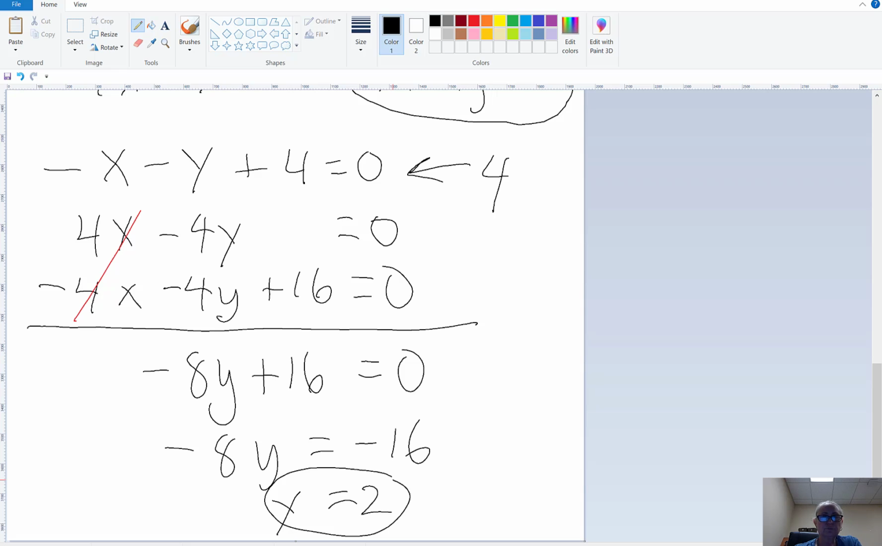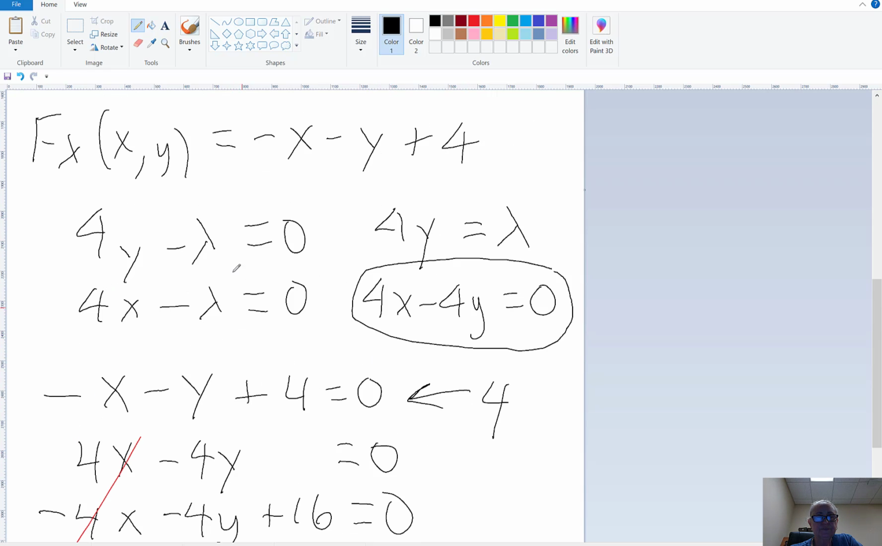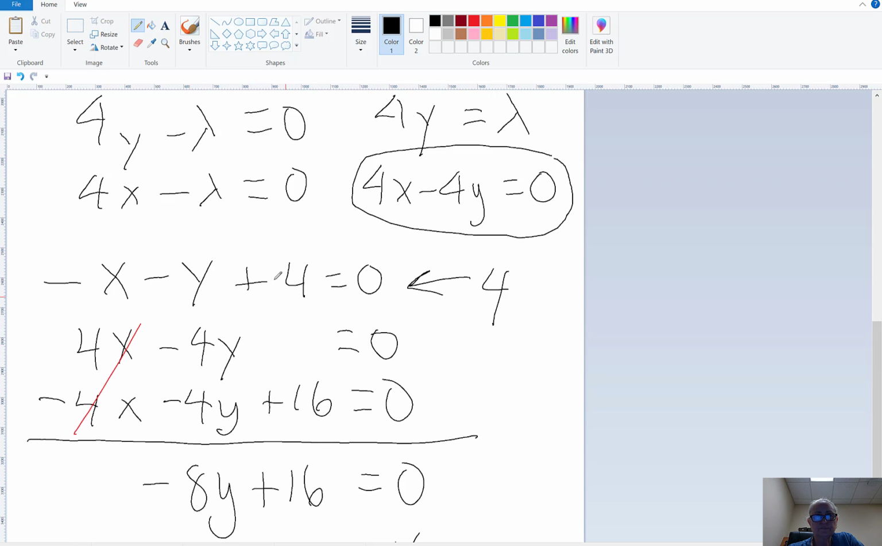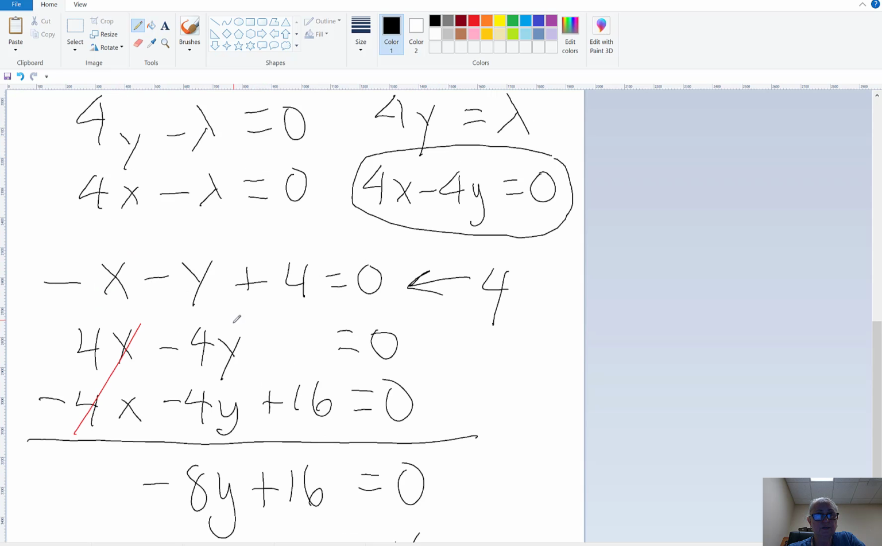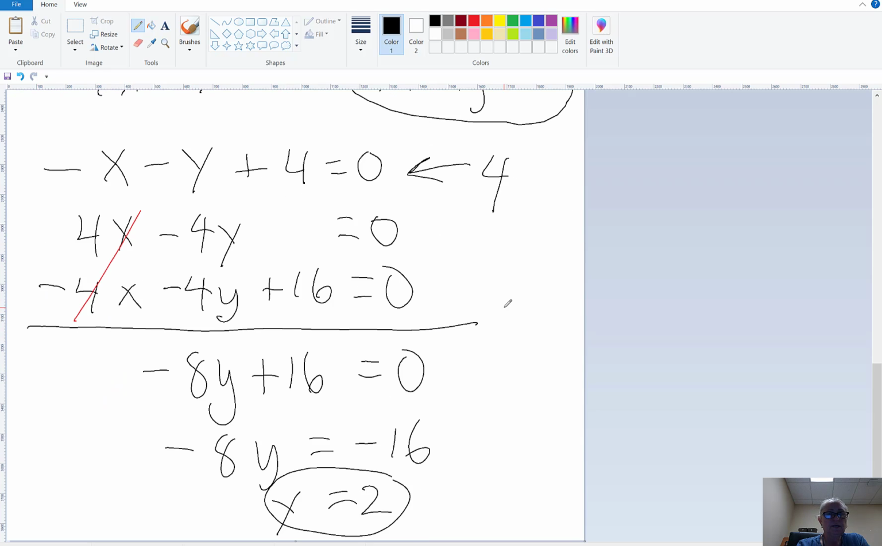And there are several approaches you could have taken to solve this system, but it doesn't mean that it's wrong. It could just be different. But I've got y equals 2, and now I've got to find x. And so I need to go back into this equation. Minus x minus y plus 4 equals 0. So I'm going to find the x from that.